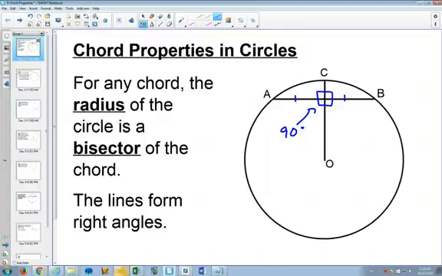Now, this doesn't happen, like I can draw a radius here, right? That didn't cut that chord in half, did it? No. So these angles aren't 90 degrees. But if I draw a chord here, and I draw a radius that makes 90 degrees through that chord, then this side and this side are going to be the same. And all of these will be 90.